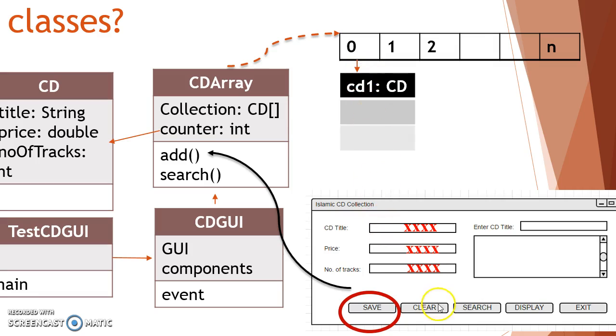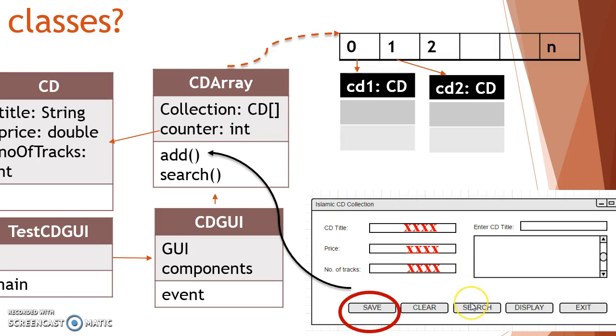When the user enters the values for the next CD, then we invoke save again, and this add method will be executed and the next instance will be created. So this is how we link the GUI with the base classes.